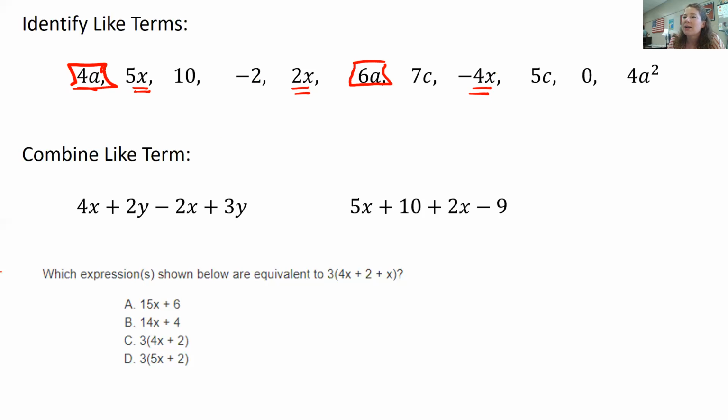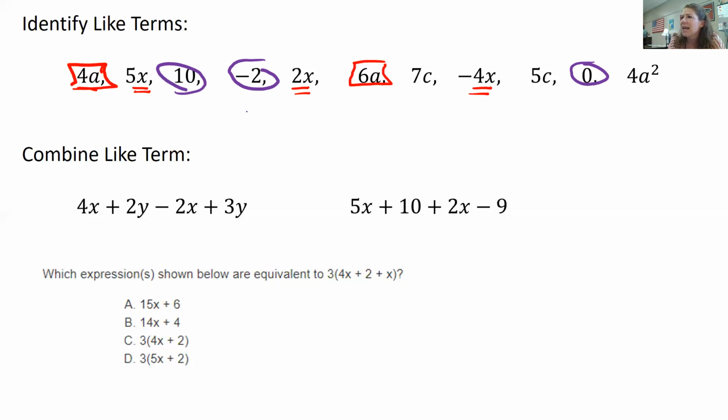All right, what about, let's change colors. We'll do purple. All right, I have a constant of 10. Woo, it's hard to do that. What about -2? Is that a constant? Is it attached to a variable? It's not attached to a variable, so it is a constant. What else is a constant? 0, because it's not attached to a variable, right? So those three purple circles or ovals or whatever they are, they're like terms.